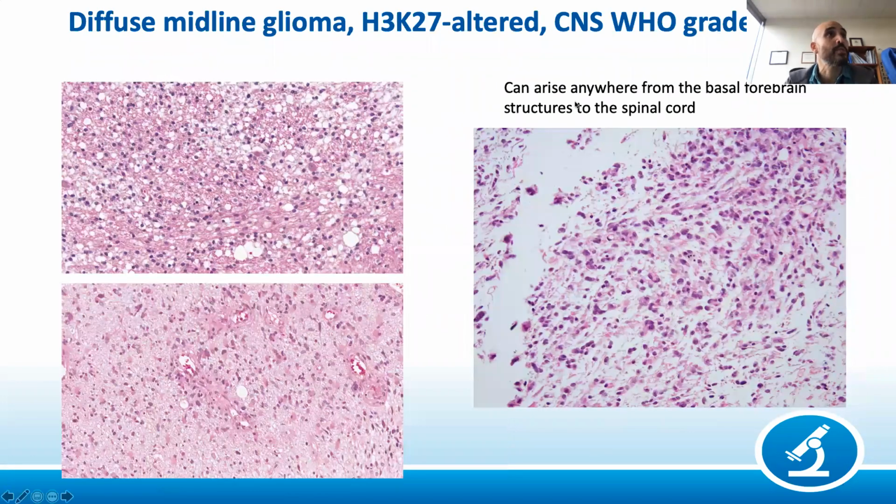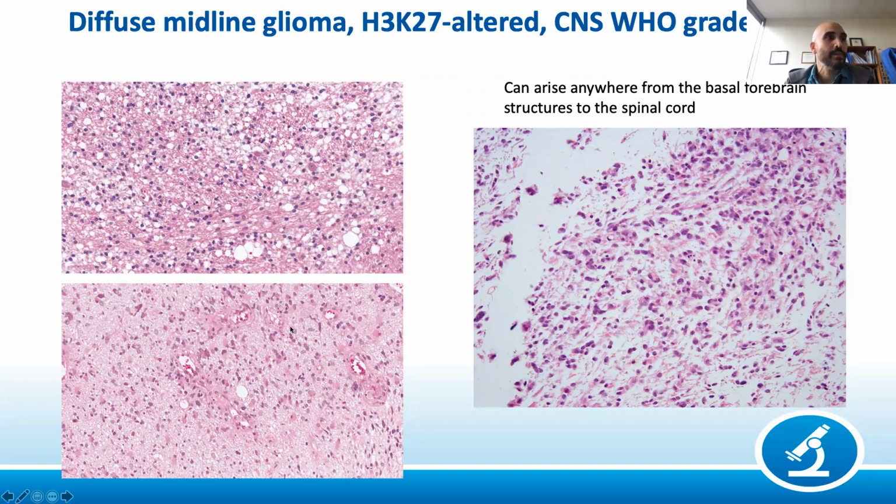So first, diffuse midline glioma, H3 K27 altered, CNS WHO grade 4. Just to remind you, these can arise anywhere from the basal forebrain structures all the way down to the spinal cord. And they can drift into the adult population, although they're characteristically associated with children.